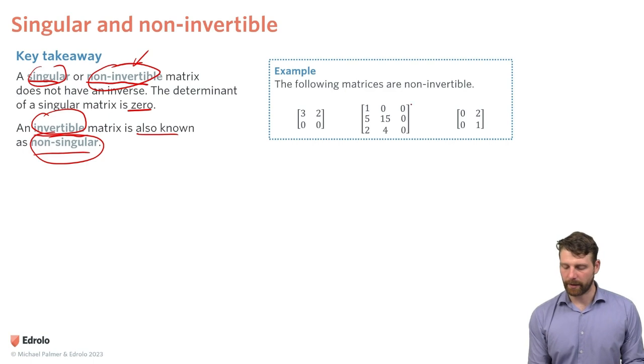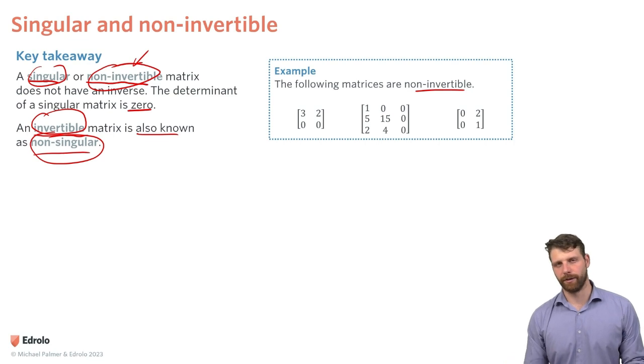We've got an example here. The following matrices are non-invertible, and that means that their determinants will be 0. So you could verify this with your calculator if you wanted to. So that's a descriptor we give to matrices when we can't invert them.